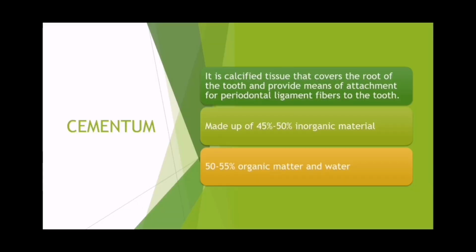Cementum is the last portion of the periodontium. It is classified as a calcified tissue that covers the root of the tooth and provides a means of attachment for periodontal ligament fibers to the tooth. It is made up of 45 to 50% inorganic material, 50 to 55% organic matter, and water.